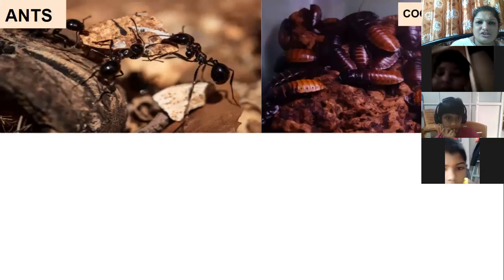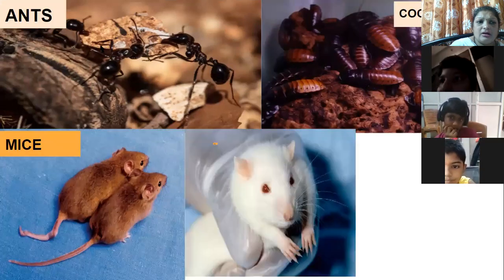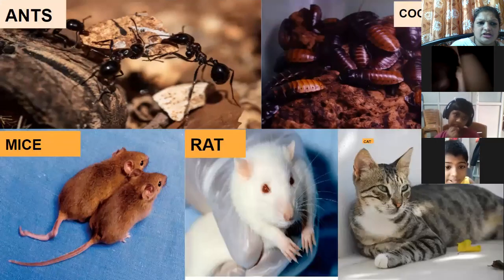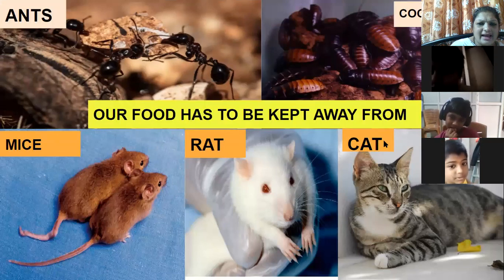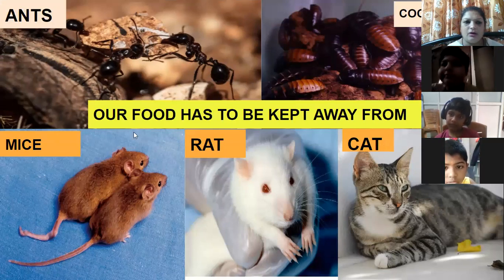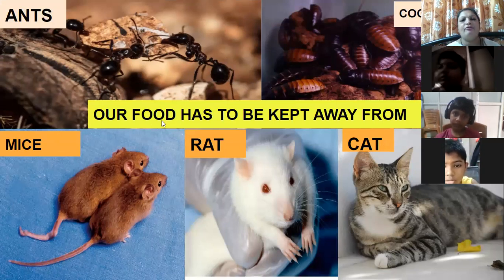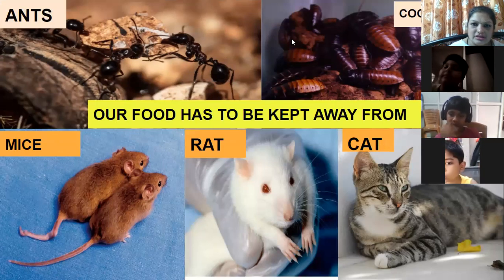Now in the next session, we will study these ants, cockroaches, mice, rats and cats, and how and why they should be kept away from our food, because they damage it. So in the next session, we will study about this. Our food has to be kept away from all these pests, insects, ants, cockroaches and everything.